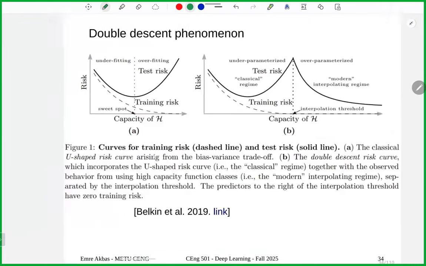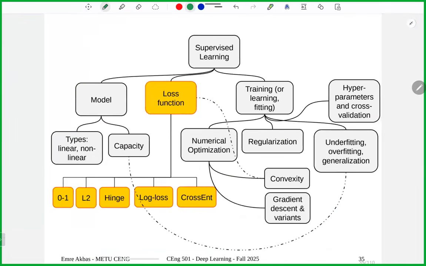Okay. So interesting phenomena, double descent. Let's look at now the loss functions. And as you might know, there are many loss functions: 0,1 loss function, L2 loss function, L1 loss function, hinge loss, log loss, cross entropy, and so on. There are many loss functions. And we use them to minimize it so that we find the optimal values for the model parameters.